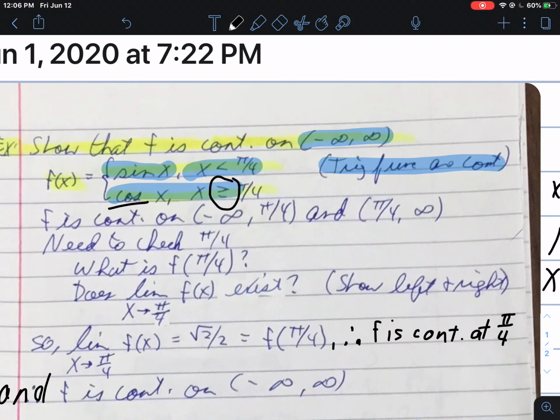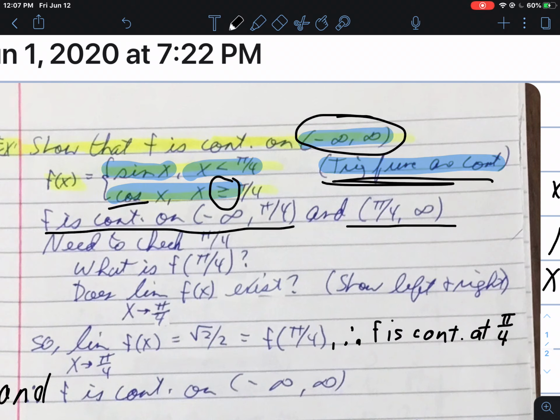Right? But there's our process. Now again, be careful with a question like this because they are asking us to show that it is continuous over the entire set of real numbers. So it's not just enough to show that it's continuous at pi over 4. We also have to make these statements in order to include everything else. Right? So we don't have to do anything to prove that because we already know this is true.